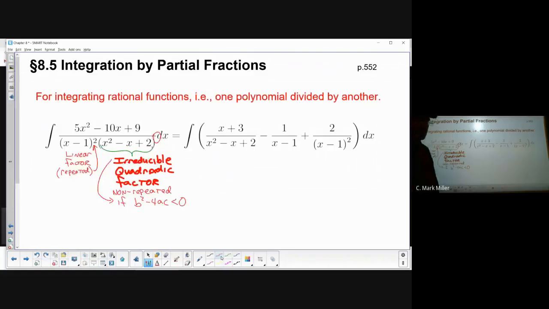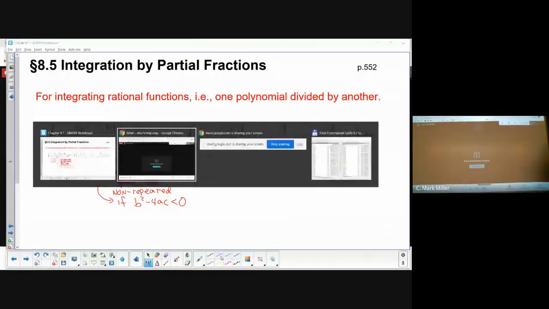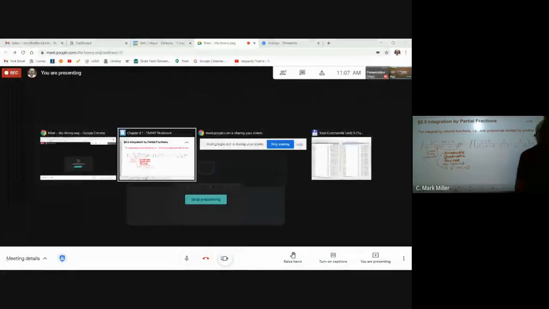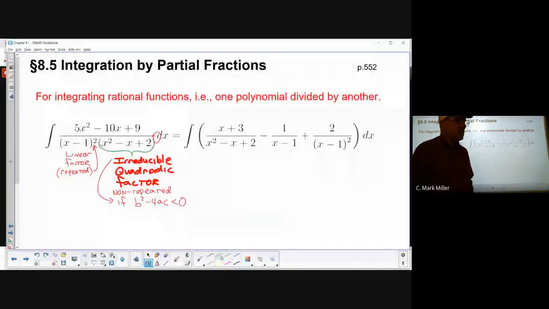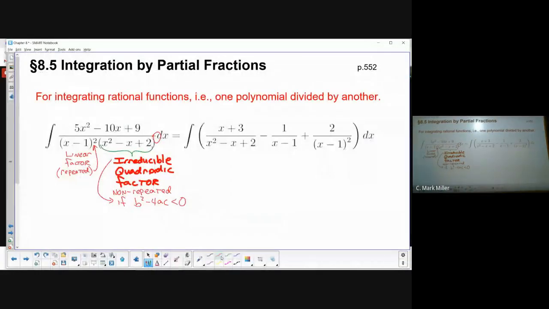It is less than 0. I think the internet is going in and out here. You may be having some interruptions in this recording. I hope not. But b squared minus 4ac is less than 0 on factors that are irreducible. That means you cannot factor something like this into 2 other factors. You can't take that and factor it into 2 linear factors that are multiplied, right?